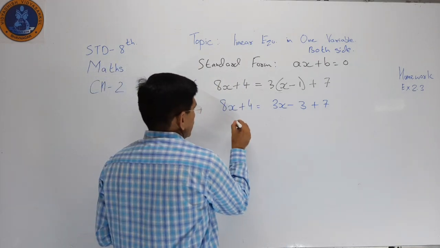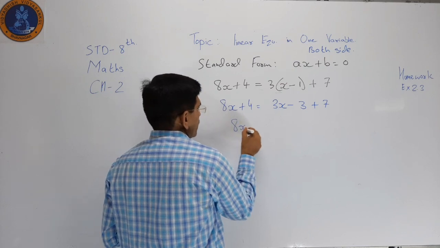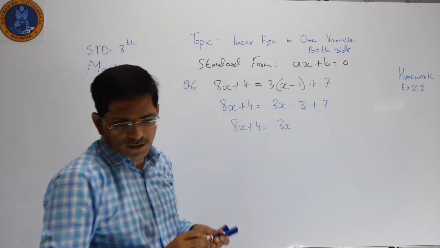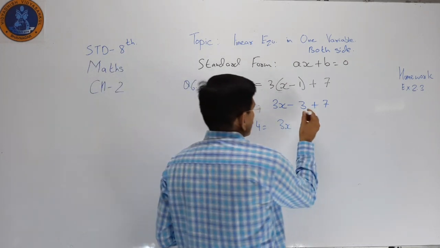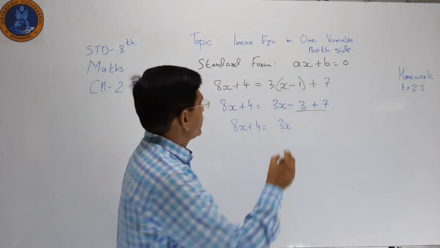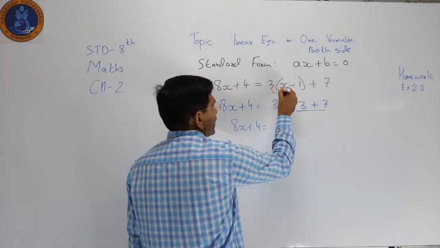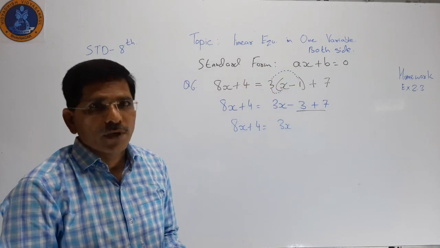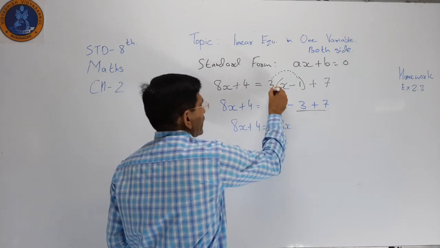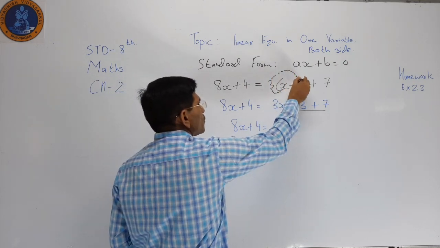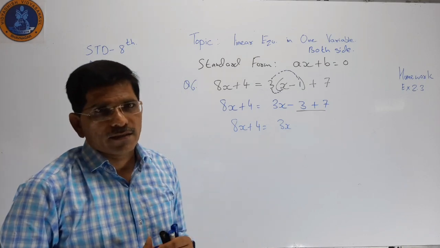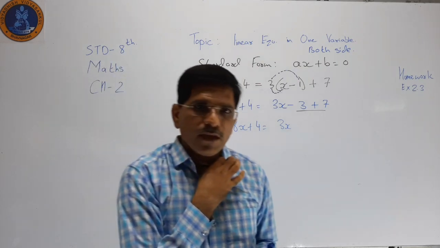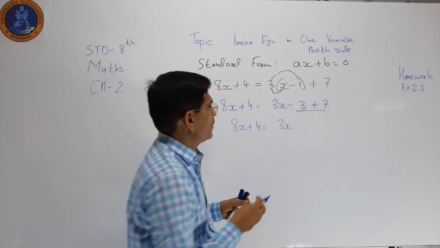Here, first of all, we have to put 8x plus 4 as it is. Here 3x minus 3. Mostly students make a mistake here. When they open the bracket, 3 should be multiplied with x, and 3 should be multiplied with 1 also. Then we can get a correct answer. Now if we simplify minus 3 plus 7, what do we have to write? Plus 4.